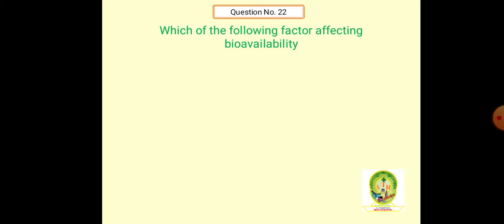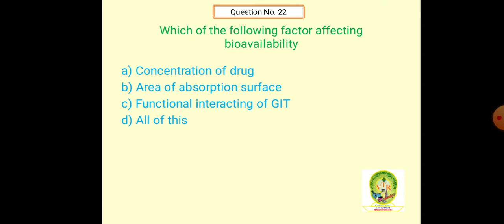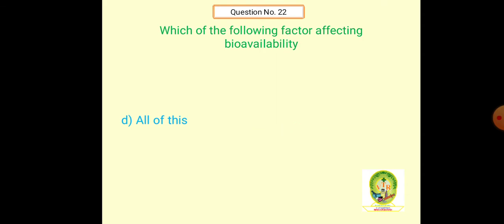Which of the following factors affect bioavailability? Options are A. Concentration of drug, B. Area of absorption surface, C. Functional integrity of GIT, D. All of this. Right answer is D.